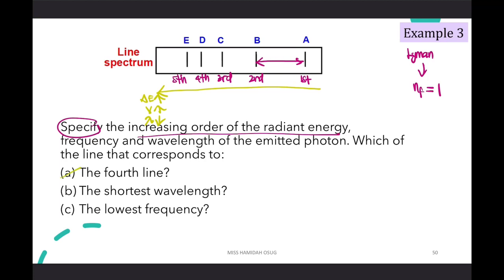So yang mana satu adalah the fourth line. So the fourth line is line D. Okay, the shortest wavelength pula adalah line E. And lastly, the lowest frequency adalah line A.